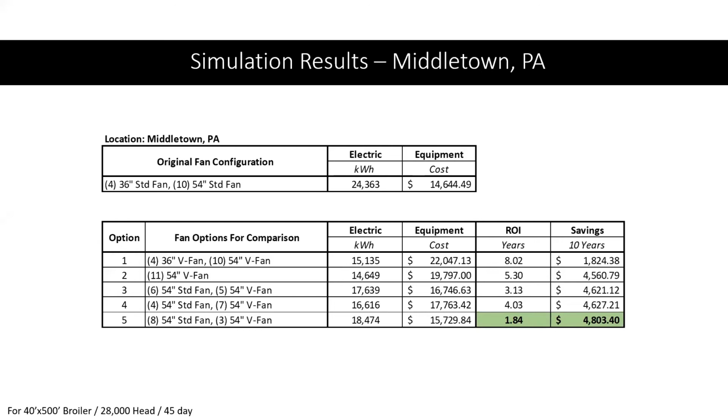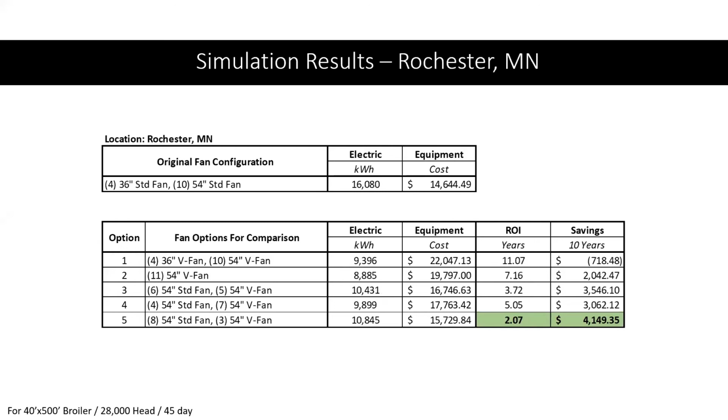So then to answer some of the questions of how do different geographic areas relate to this, we'll run some different scenarios. So this is Minnesota. I ran the same set points, the same size barn. So everything is the same except just changing the outside weather data. And we have the same 5 options. And we can see that the ROI, the best one, is still just over 2 years payback, and over $4,000 savings on 10 years. So going to Minnesota, the fewer V fans still seem to pay back the fastest on this broiler barn.